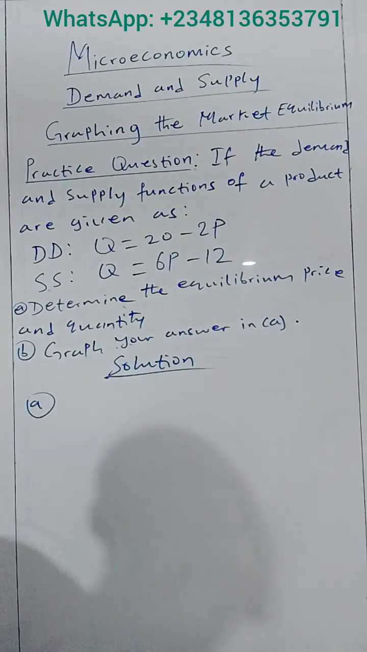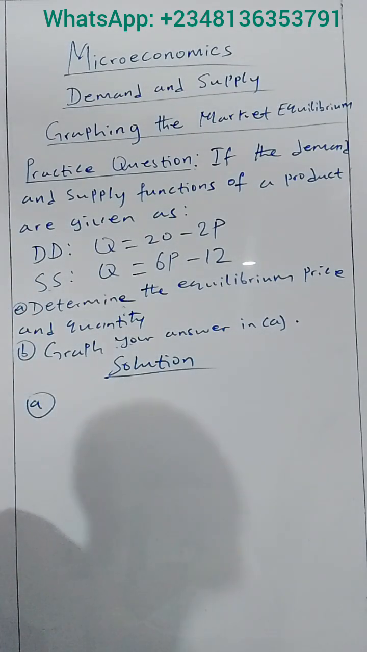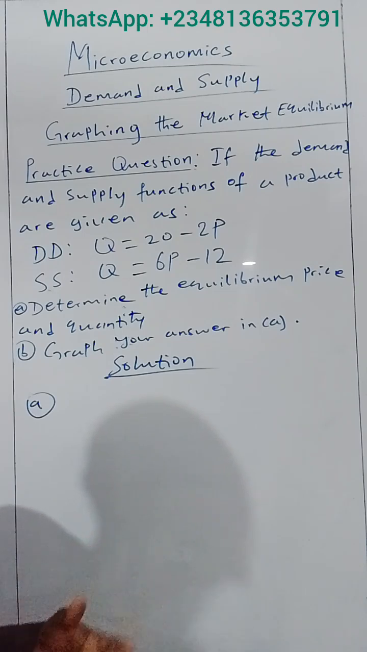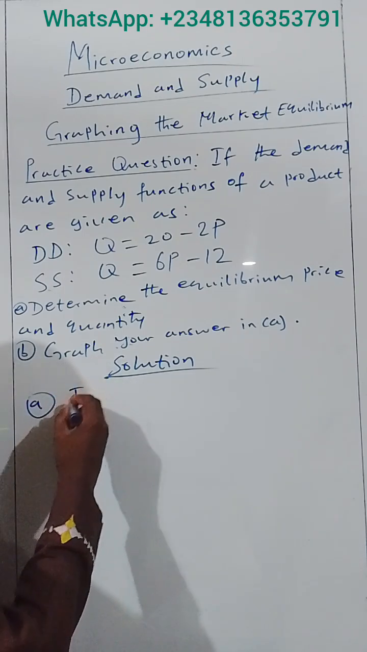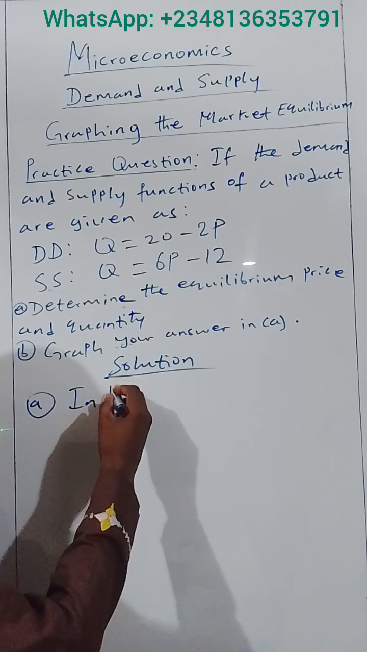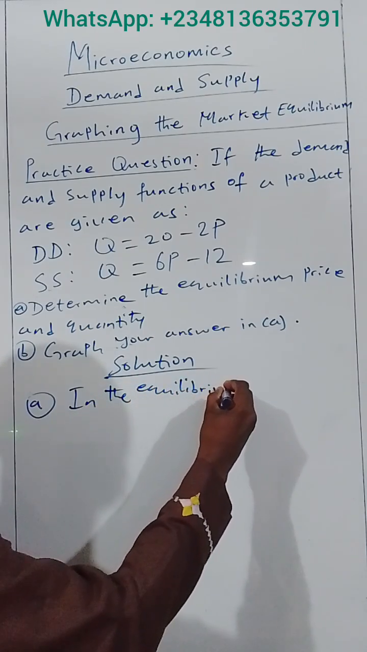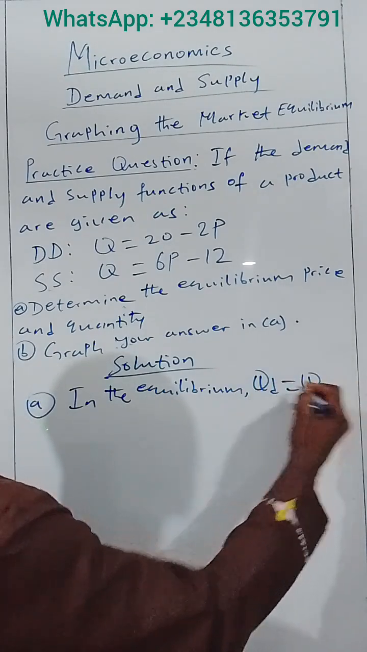Whenever you are asked to determine the equilibrium price and quantity, you are going to state the equilibrium condition. It is this condition that will guide you on what to do. You know, in the equilibrium, the quantity demanded is equal to the quantity supplied. So we state that condition. In the equilibrium, we know that the quantity demanded is equal to quantity supplied.